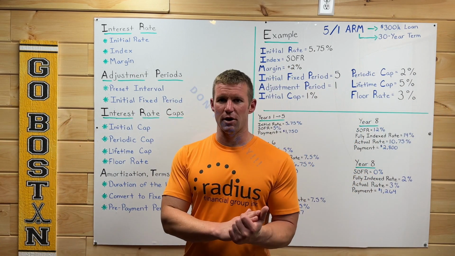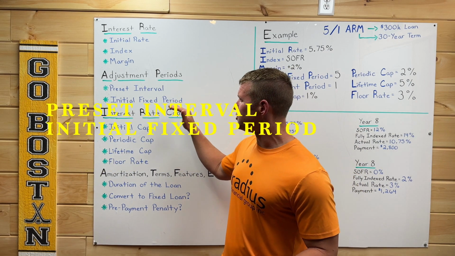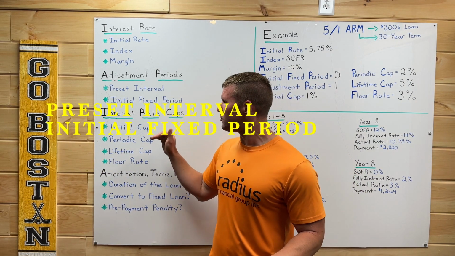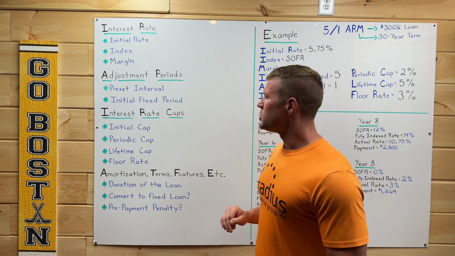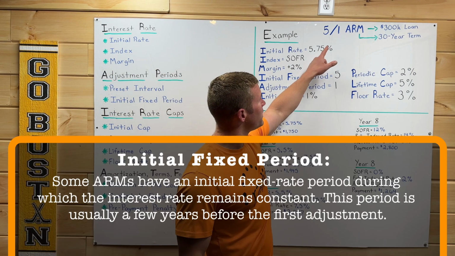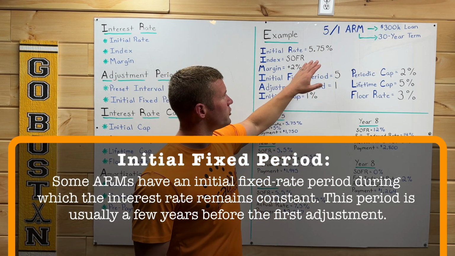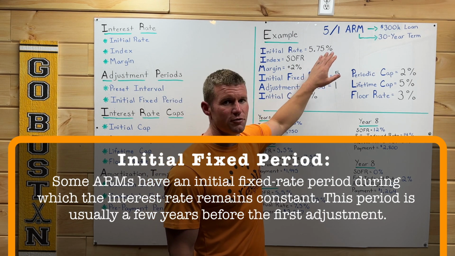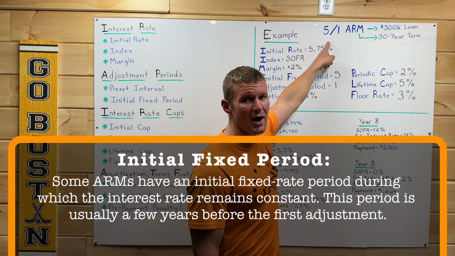All right, adjustment periods. These are very, very, very important. So you've got two main adjustment periods. You've got the preset interval, and then we've got the initial fixed period. So let's talk about the initial fixed period, first of all. You see in this example right here, 5-1 ARM. So the initial interest rate on this 5-1 ARM, the initial fixed period would be 5 years.